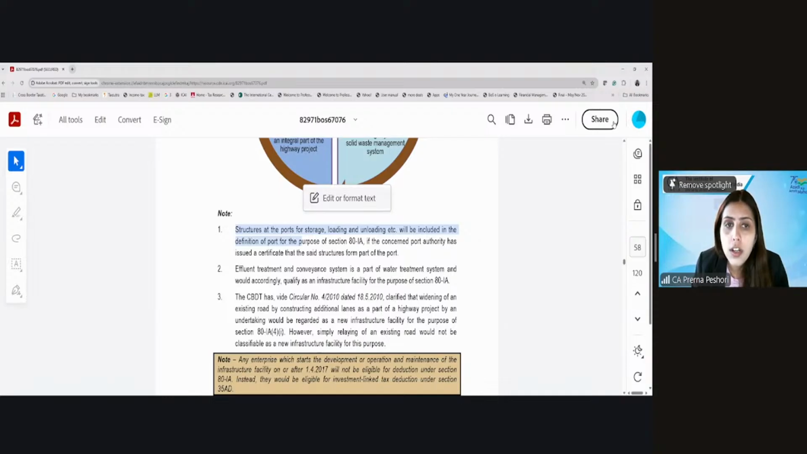Right? So any effluent treatment, conveyance system is a part of water treatment system. Even that will be available. The widening of the existing road is also covered for the purpose of the ATIA. That would be regarded as new infrastructure facility.